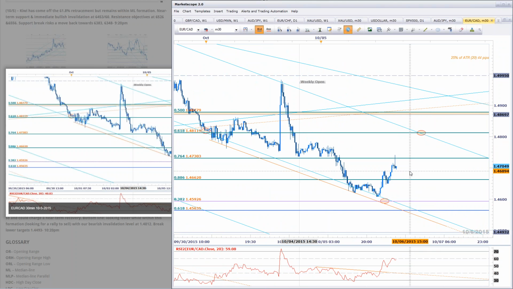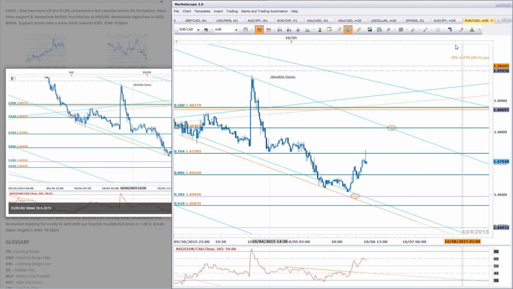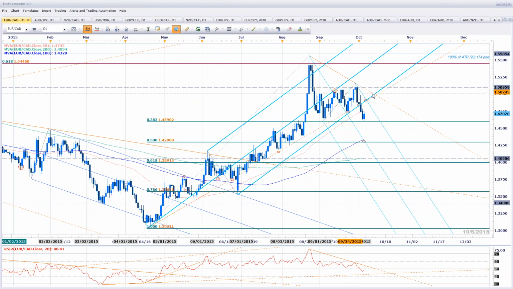U.S. opening range breaks to the downside, look to maintain that short bias on Euro CAD. But for the broader structure that you're looking at, it's a break any way you look at it.